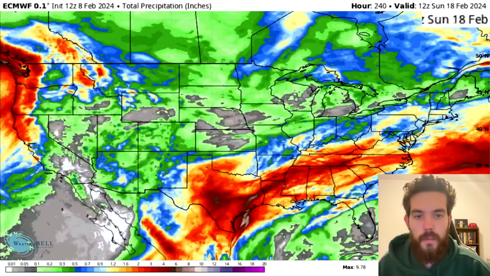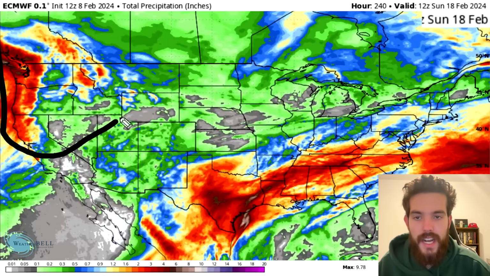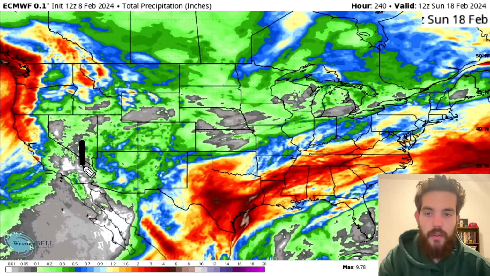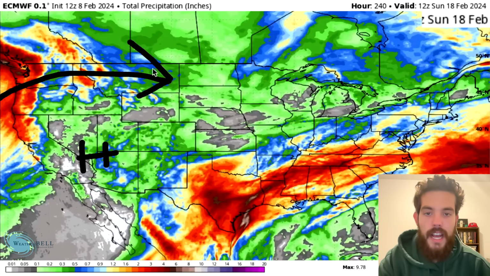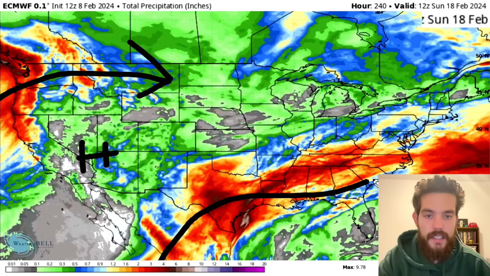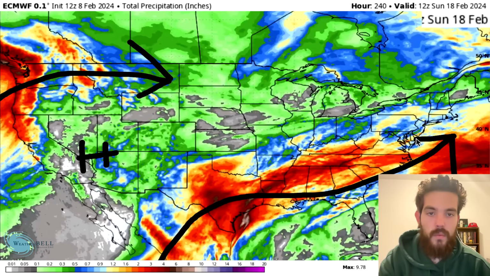Let's take a look here at the total precipitation, and we do have plenty for the northwest. But again, with the high pressure in the southwest, we're starting to see those amounts get lowered as most of the storms move over that area. And then we also have a lot moving underneath here as this flow into the southeast takes place as well.